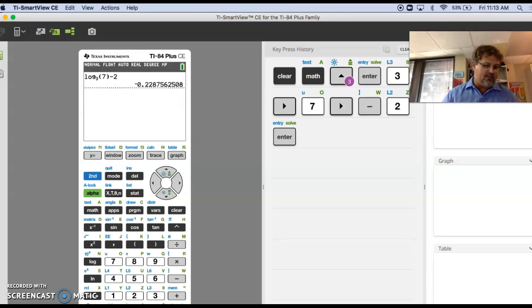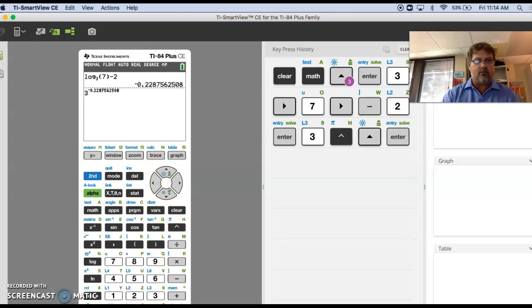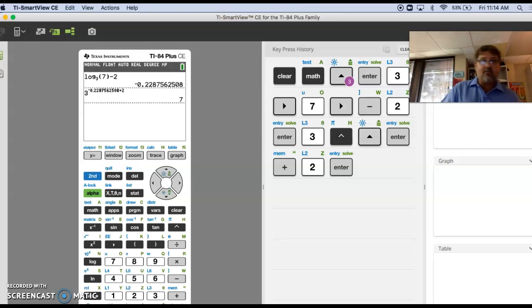And here's a way we can check this. Let's take 3, raise it to the x, which happens to be that, plus 2. And it's supposed to be equal to 7, and it is. So we checked it at the same time, and we know that our solution's correct.